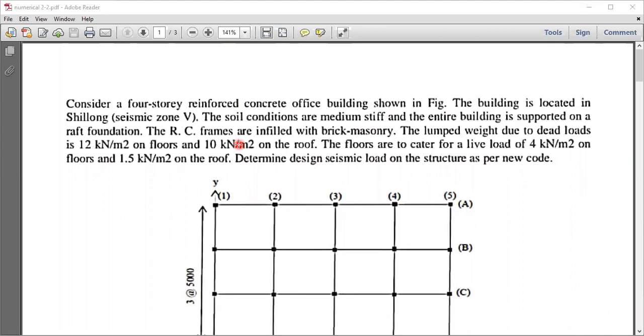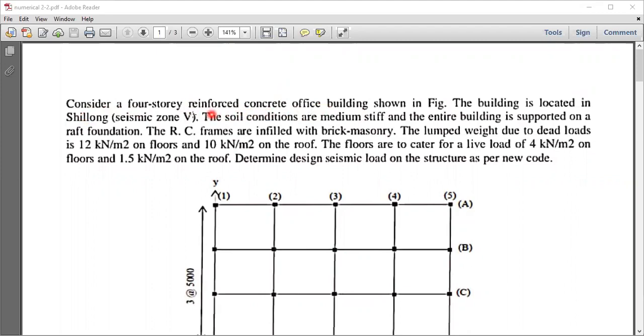Hello everyone, this is the second numerical on the equivalent static method for determination of the lateral forces coming on the structure. So here the numerical goes. Consider a 4-story reinforced concrete office building. So we know that it is an office building. This helps us to know about the importance factor of the structure.